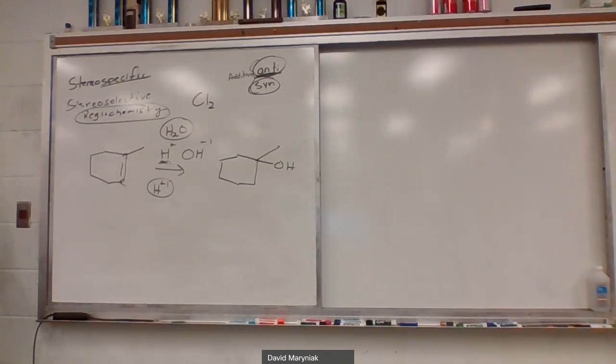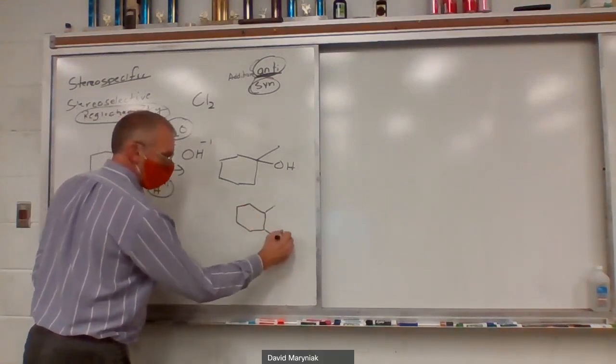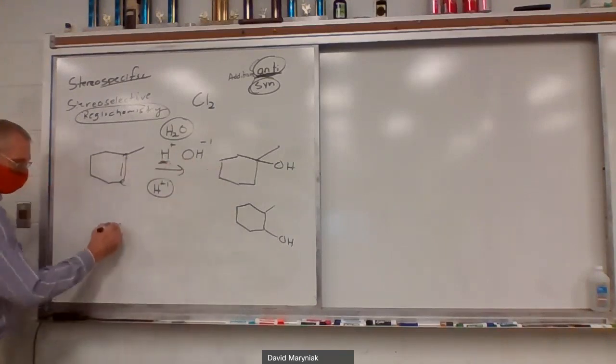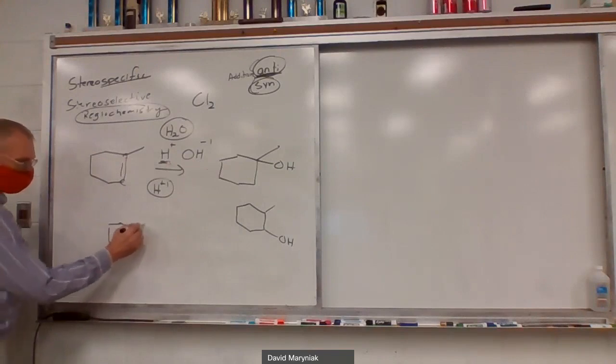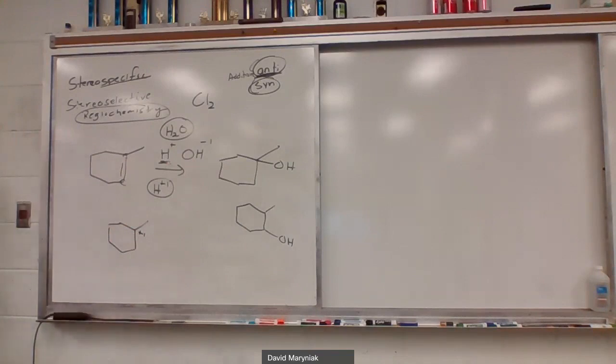That's the Markovnikov hydration product. What would be the anti-Markovnikov? And would you say those are stereo or regio isomers? Regio isomers. And if this does proceed through that carbocation intermediate, how would that form?